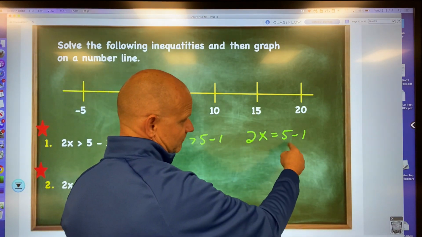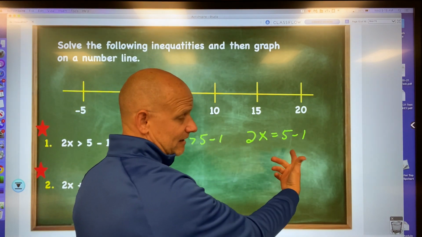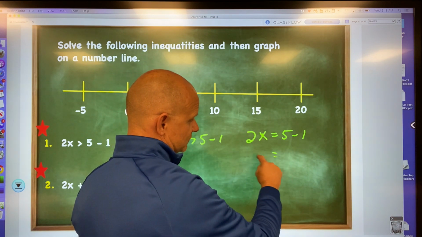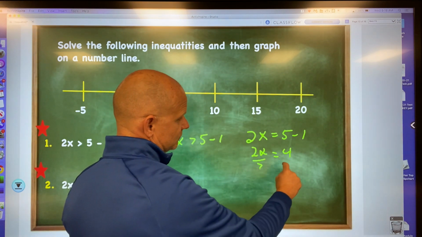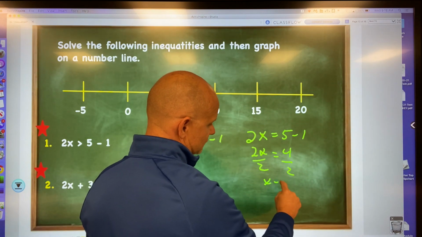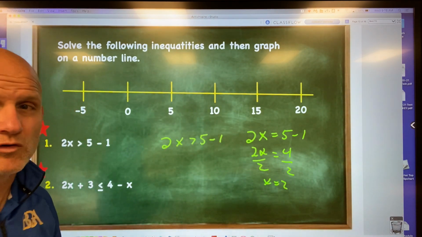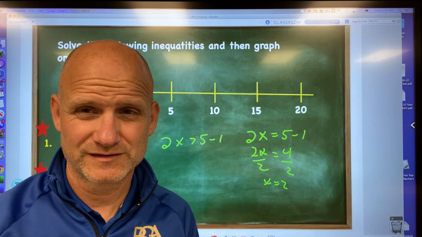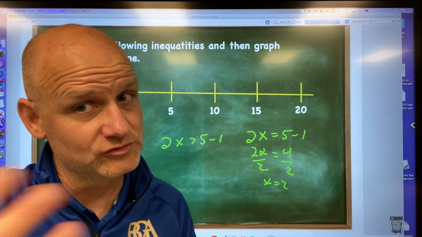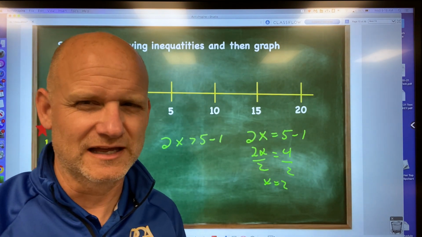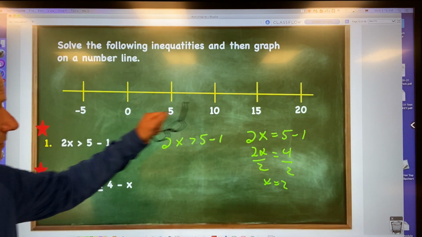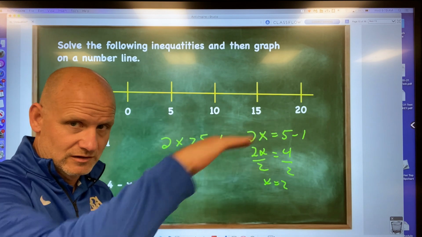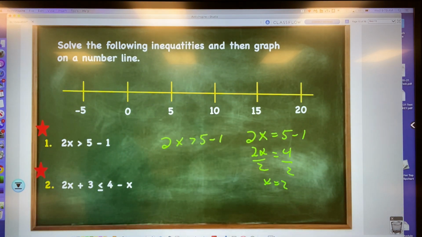You would say, let me simplify over here. Let me combine my like terms. So I have 2x equals 4, and then I'm going to divide by 2, and x is 2. You're going to solve the inequality the exact same way, algebraically. I think you got this. So try number 1 and number 2, and then plot. You're going to have to draw a number line and plot that point, and then graph.